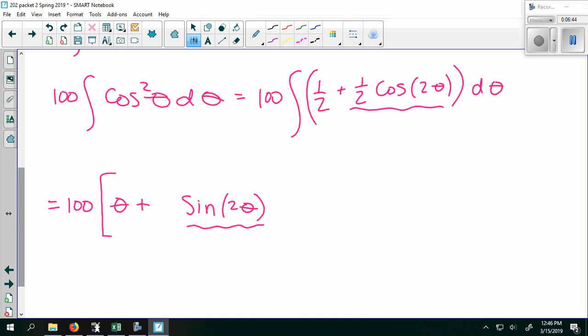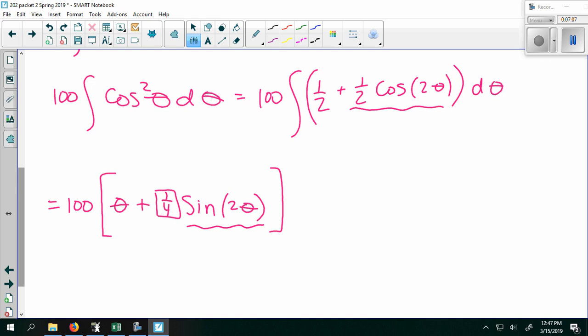Okay, so the derivative of sine 2 theta is cosine 2 theta times 2. So I need something here so that when I multiply it by 2, I get a 1/2. So that would be a 1/4. And I'm going to evaluate that from nothing to nothing because I don't have any bounds right now.